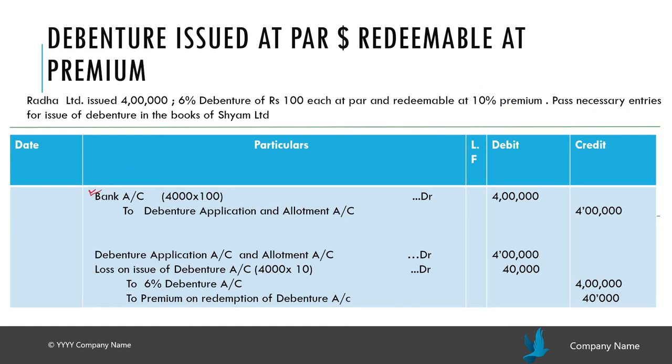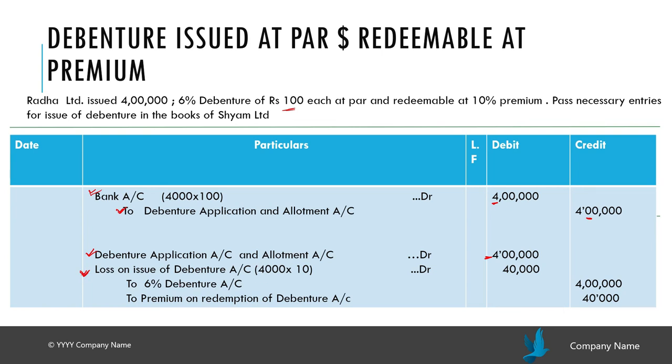At the time of issue, the entry will be bank account debit with 4 lakh, that is 4,000 into rupees 100. This 4,000 into 100, that is 4 lakh, will be debited as the company received this value from the debenture holders at the time of issue. This money will be transferred to debenture account, and the entry will be debenture application and allotment account. This 4 lakh will be debited here, and the loss will also be shown because the company knows in advance that 10 rupees extra will be paid at the time of redemption.